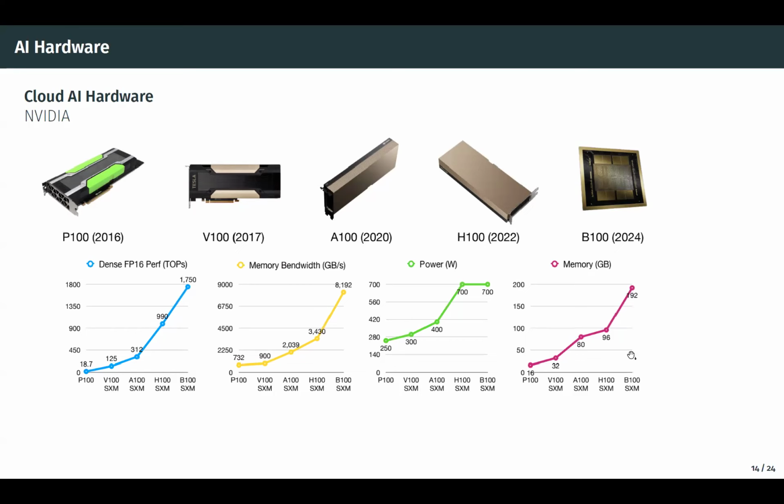So if you are looking at these graphs, we have the teraflops, how many teraflops can be performed by different GPUs. And this is the memory bandwidth. This is the power that they consume. You can see that with time, power has increased. They're costing a lot of power. And then the memory has also increased because LLMs and these foundation models cost a lot of gigabytes of memory.